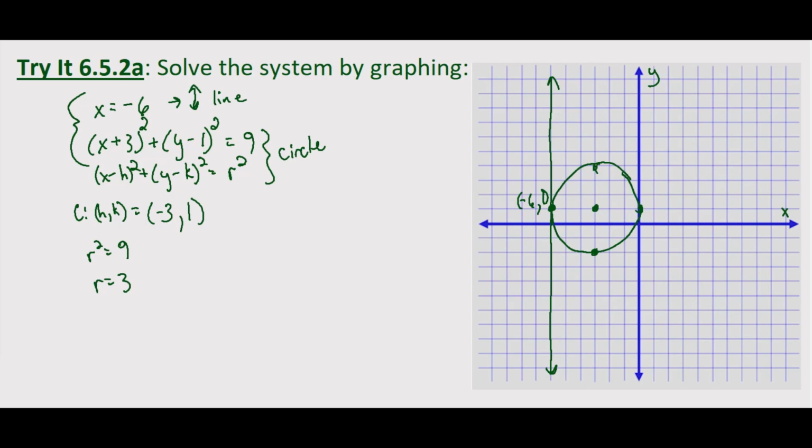And we could just go 3 to the left from the center. That gives us -6 as well. It's the same height as the center, the same y value as the center, so that does verify that it's -6, 1. Because this is a graph, we need to check that this is the solution. Well, we know that -6, 1 is on the line x equals -6. So let's verify that it's on our circle.